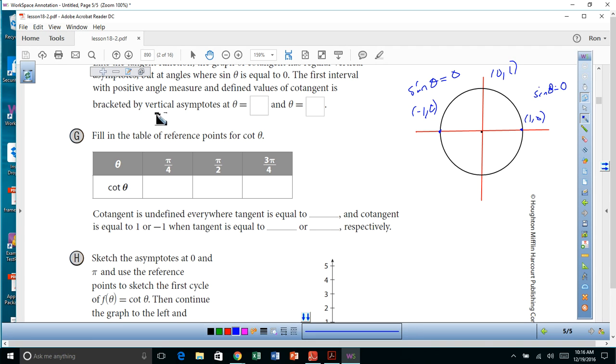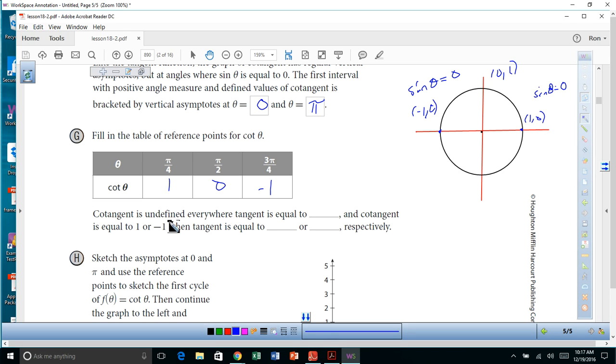So the first interval with positive angle measure and defined values of cotangent is bracketed by vertical asymptotes at theta equals 0 and theta equals pi. Okay? So cotangent theta at pi over 4 is going to equal 1. At pi over 2, it's going to equal 0. And at 3 pi over 4, it's going to equal negative 1. With the tangent, we were just doing this side over here. With the cotangent, we're just doing this up here.